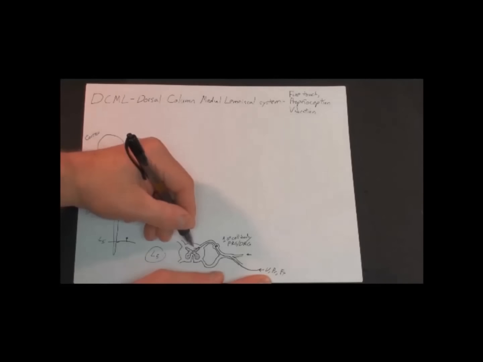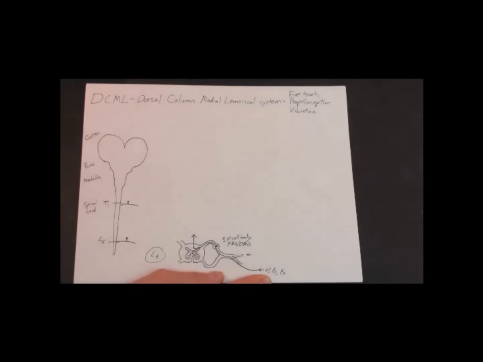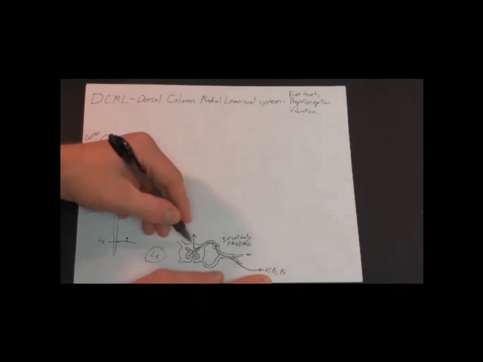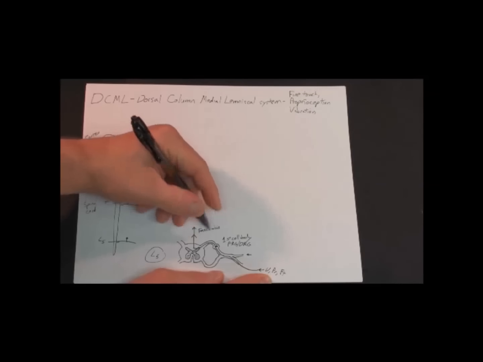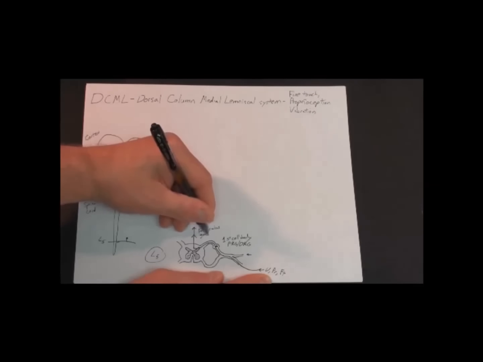Now, once these join this column, they shoot superiorly, sending their axons up along this path. And at this point, if it's coming from the lower limb or anywhere below about T5, it's referred to as the Fasciculus gracilis.